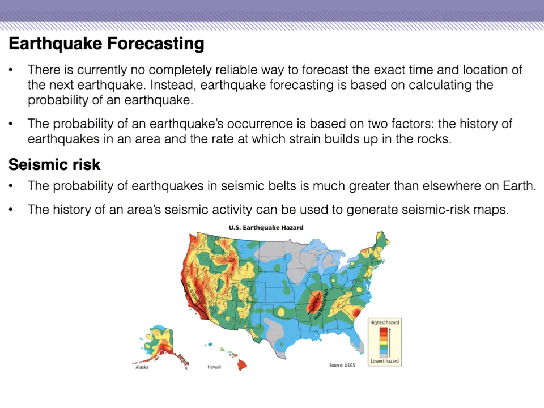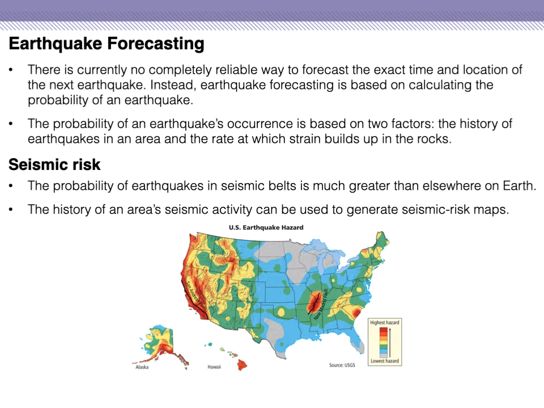There's currently no completely reliable way to forecast the exact time and location of the next earthquake. Instead, earthquake forecasting is based on calculating the probability of an earthquake. The probability of an earthquake's occurrence is based on two factors: the history of earthquakes in an area and the rate at which strain builds up in the rocks. The probability of earthquakes in seismic belts is much greater than elsewhere on Earth.